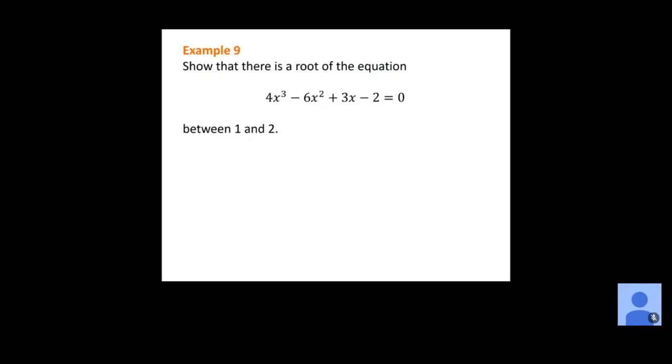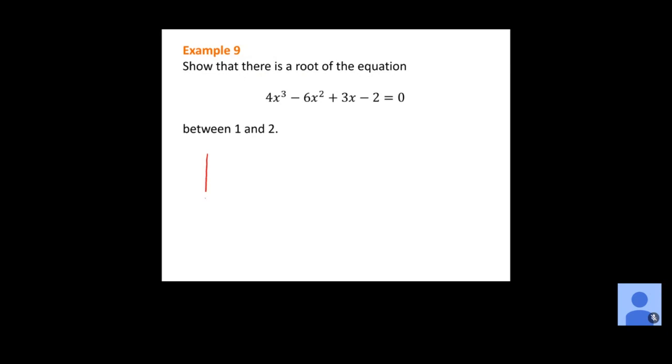All right, so let's think about what this is asking us to do now. What does it mean for something to be a root of an equation? Okay, good. A root is just an x-intercept, where it crosses the x-axis. Another name for that would be a 0. So we're just trying to show now that there is an x-intercept for the graph of that equation somewhere between 1 and 2.